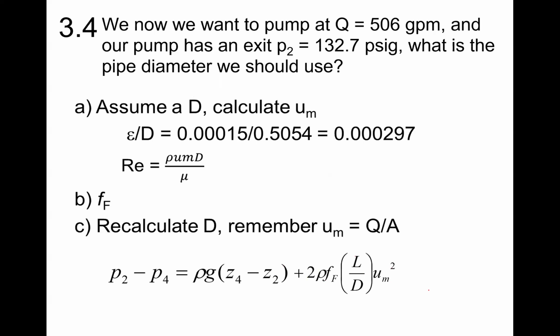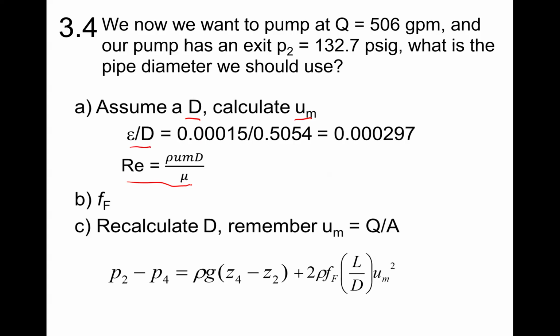A little bit more difficult is when you now don't know the diameter. The problem with not knowing the diameter is that the velocity depends on the diameter. So we don't have a velocity nor a diameter at this point. So you can assume a diameter. With the assumed diameter, you calculate the velocity. You can calculate an epsilon over D and a Reynolds number. You can get now a friction factor.